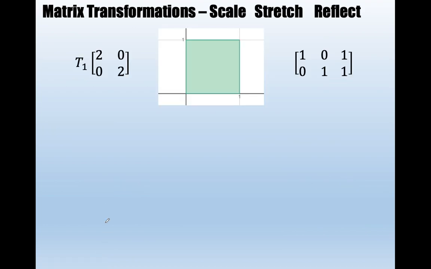So let's do another one. So I'm going to do a matrix transformation. This time, this matrix looks almost the same, except the diagonal are 2's instead of 1's. What's going to happen to my unit square when I perform matrix multiplication? Perform that matrix multiplication. All right, when you did, you got this.